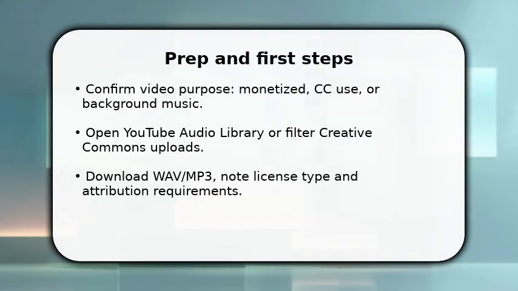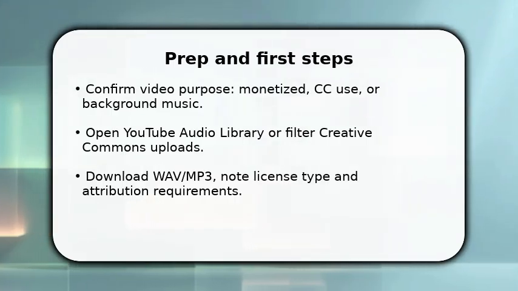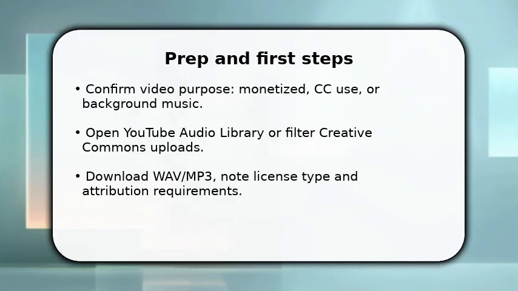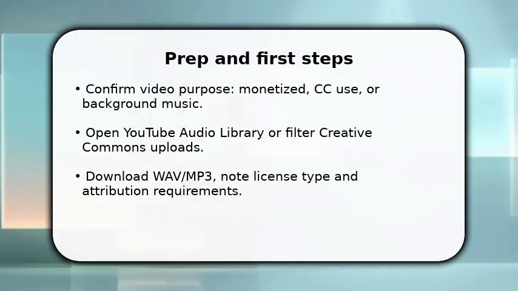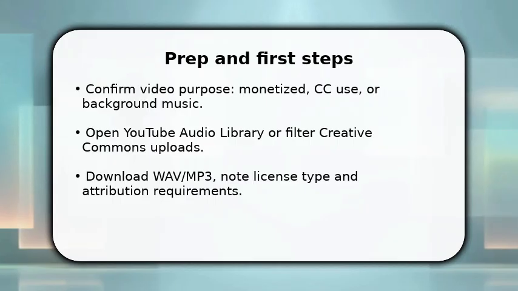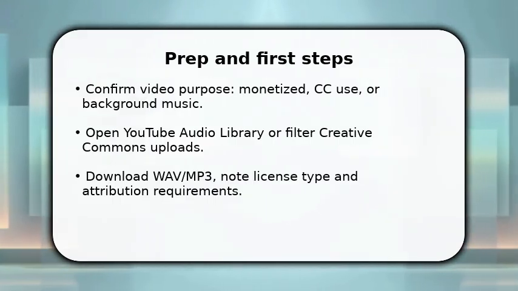You start by deciding how you'll use the audio and then act. Open the YouTube audio library or search Creative Commons clips on YouTube right away. Once you find a track, download the WAV or MP3 file and immediately record the license type and any attribution text. Make sure to note whether commercial use is allowed. If it isn't, you'll need permission. This step prevents surprises later and gives you a concrete file to work with.